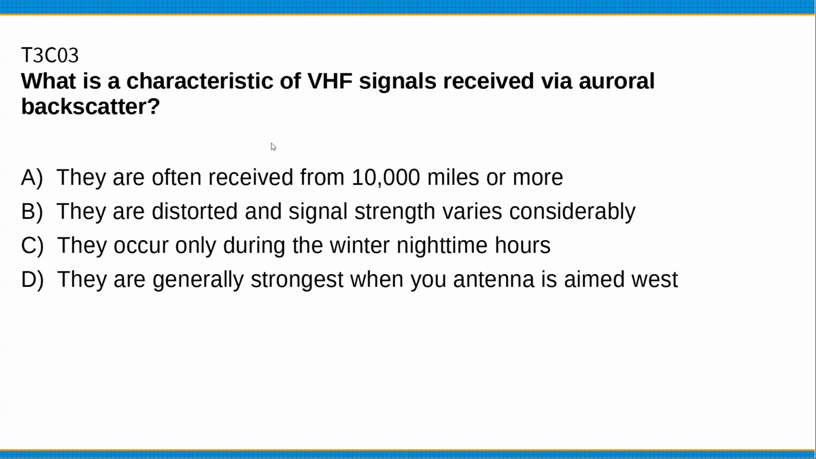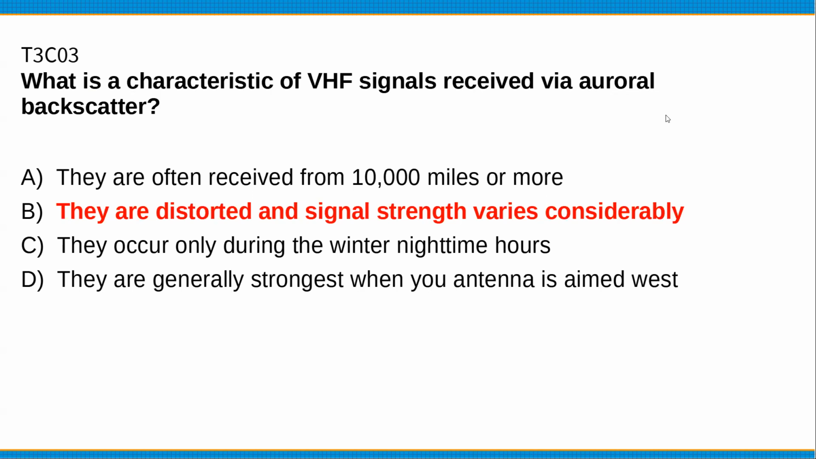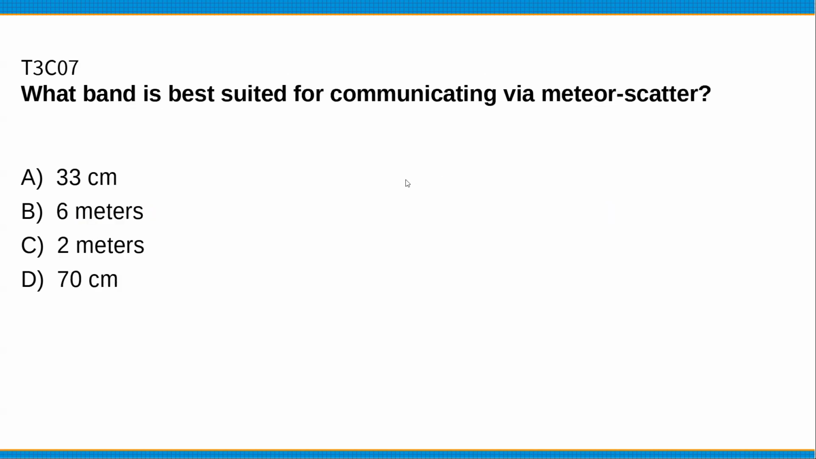What is a characteristic of VHF signals received via auroral backscatter? It's only one sense. Distorted and vary in strength. What band is best suited for communicating via meteor scatter? Is that the one they call the magic band? I don't know what they call it. I think it's 6, as they call the magic band, 6 or 10. One of them.